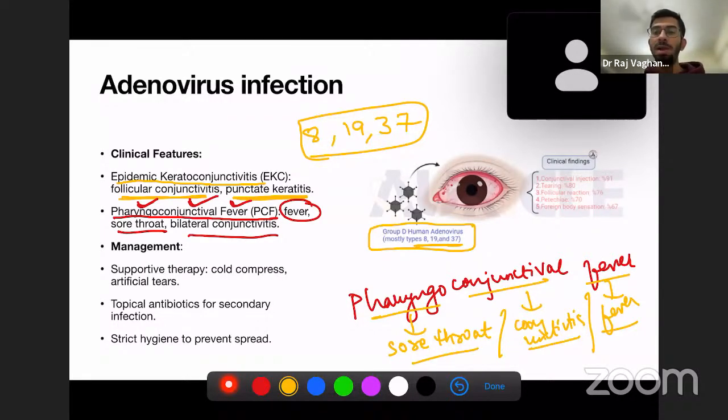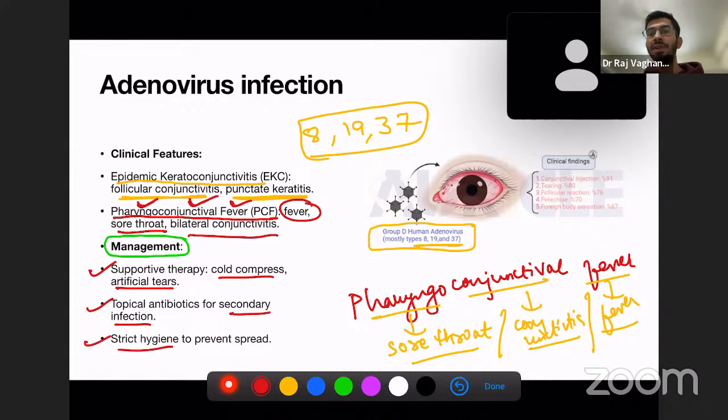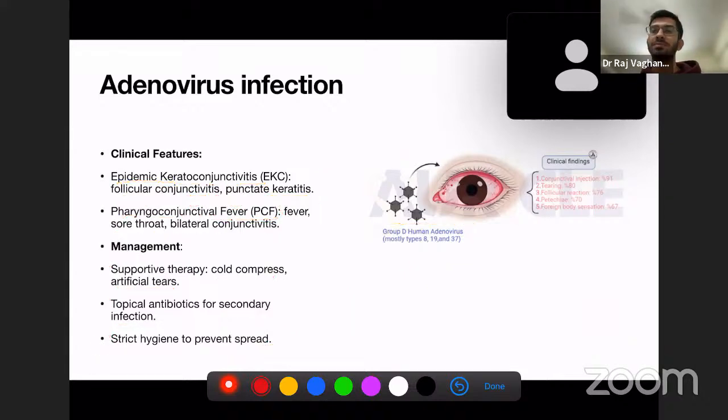Now the management part. Supportive therapy includes cold compress and artificial tears. You can give topical antibiotics for secondary infection, and maintain strict hygiene to prevent the spread. Whenever there's an infection, you should always maintain hygiene to control the spread to other human beings. If there's secondary infection, give topical antibiotics, and maintain strict hygiene to prevent its spread.